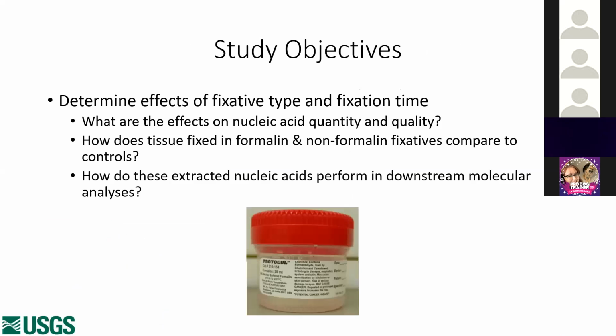So the objectives of this study specifically were to determine the effects of fixative type and fixation time on nucleic acid quantity and quality. We wanted to know, how does tissue fixed in formalin and non-formalin fixatives compare to controls? The controls being 95% ethanol or RNAlater. And how do these extracted nucleic acids perform in downstream molecular analyses? I'm going to get more into these specific objectives in a little bit.